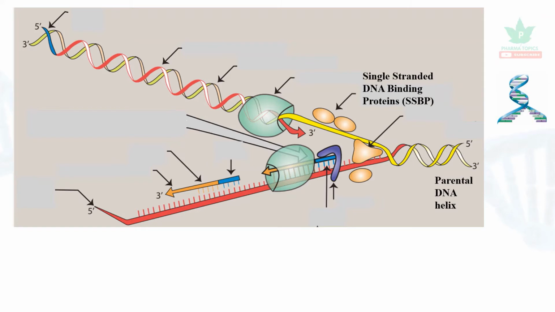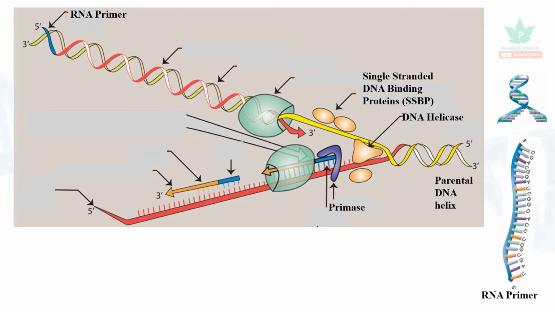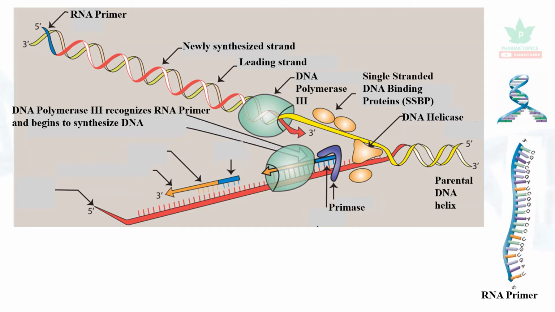So the first protein, which is very important, is single-stranded DNA binding protein. It goes and attaches to a portion of the DNA. Then the DNA helicase unwinds the DNA. Then there is an enzyme called primase that synthesizes RNA primer. RNA primer will appear like this. It is a short set of oligonucleotides. And the next step is where the RNA primer is attached.